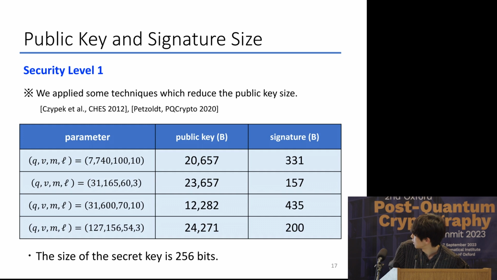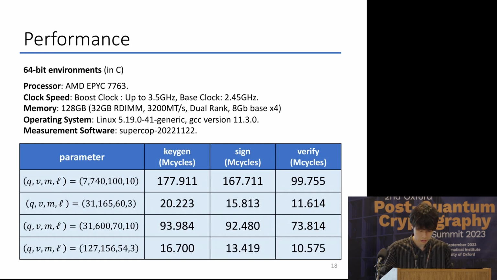The public key size is approximately 20 kilobytes, and the signature size is a few hundred bytes. And in these parameters, we can reduce the public key size by approximately 50% compared with the original UOV. And here, we suppose that the size of the secret key is 256 bits. And this is data of the performance of the level 1 proposed parameters on the NIST reference platform.